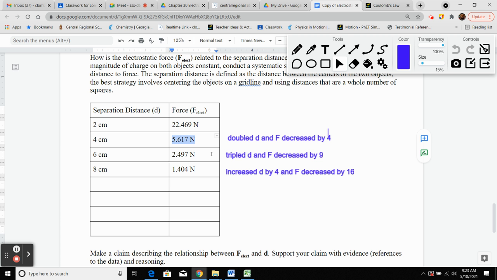What do we notice then? By doubling the distance, the force decreases by 4. By tripling it, it decreases by 9. And by increasing the distance by 4, the force now is decreased by 16. What do those numbers have in common? Or is there a pattern there? I want to see if you guys can come up with this.